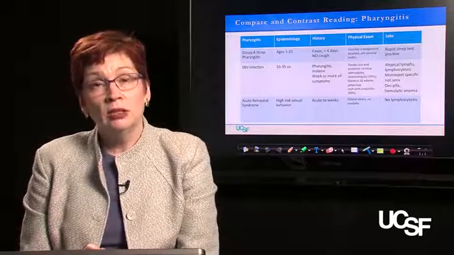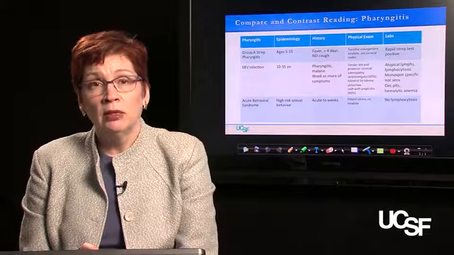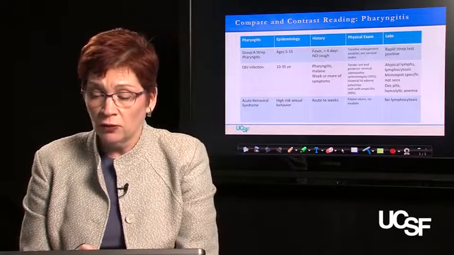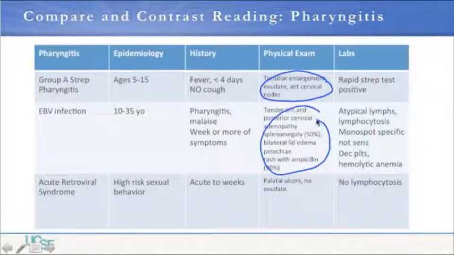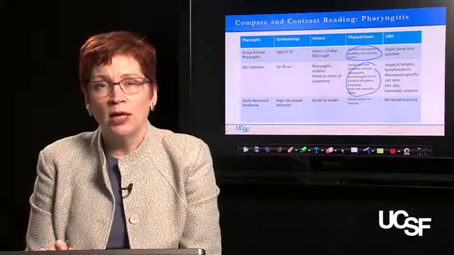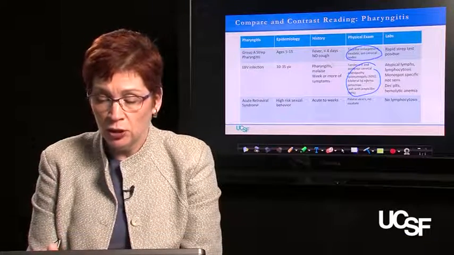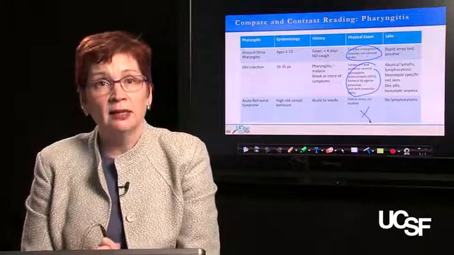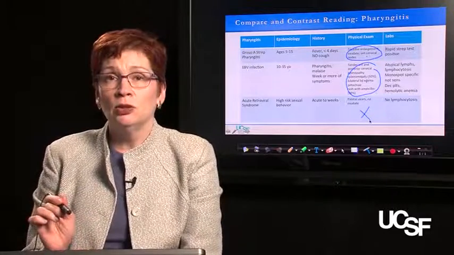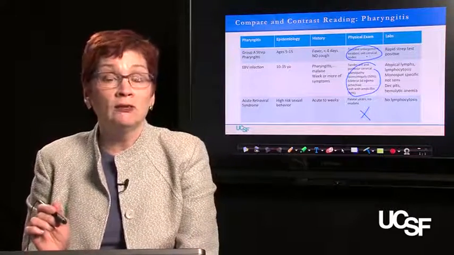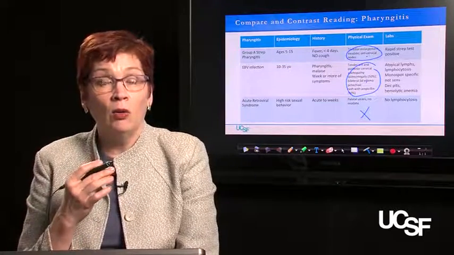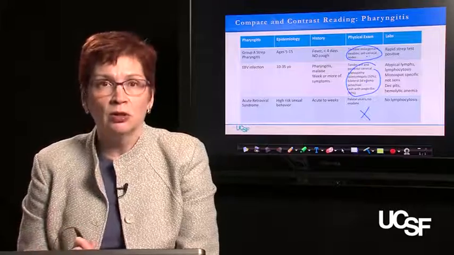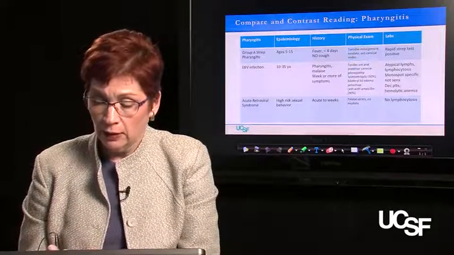Well, this is interesting because there are some really important differentiating features here. So for instance, both group A strep and EBV infection have exudative pharyngitis. There are white spots and white coating on the tonsils in both of these two conditions, but not in this one. Again, another opportunity to remove one of our differentials from the differential diagnosis list. If the patient has white coating on their tonsils, that makes acute retroviral syndrome very unlikely.